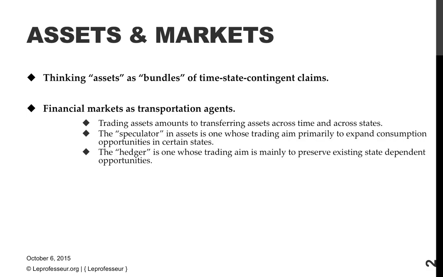Now, what are financial markets? Think about financial markets as transportation agents. What it means is that markets are the facilitators of transporting assets from one state to another state, from one time to another time. Clear?